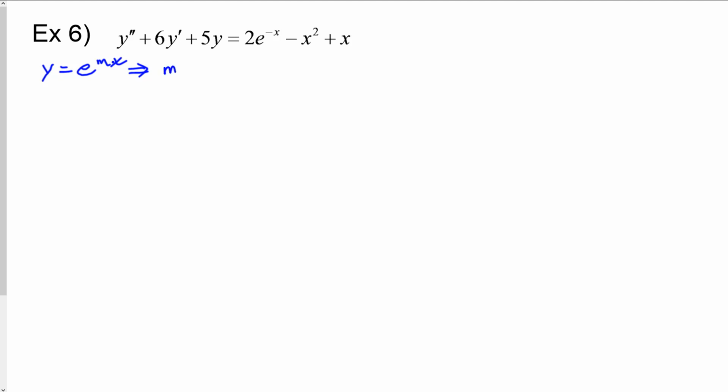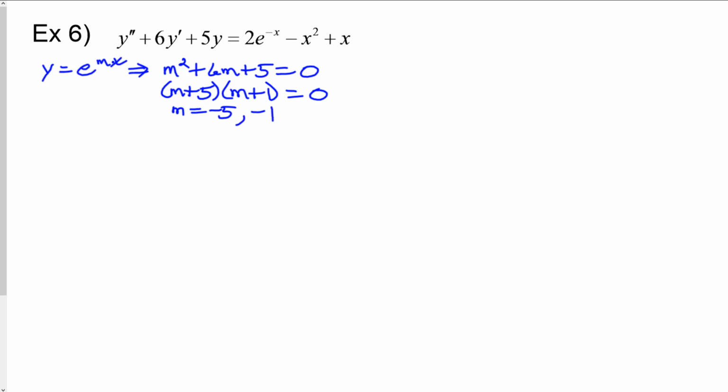So we get the auxiliary equation m squared plus 6m plus 5, setting it equal to 0 to solve the homogeneous part, and this will factor as m plus 5 times m plus 1. Setting those factors equal to 0, it's going to give us m equal negative 5 and m equal negative 1. Therefore, the solution to the homogeneous part, which we call y sub c, will simply be written c1 e to the negative 5x plus c sub 2 times e to the negative 1x.